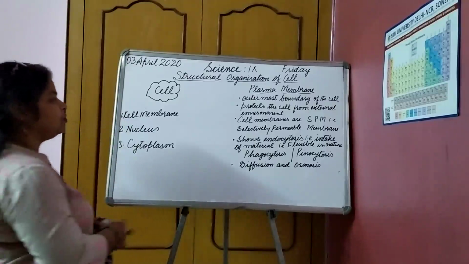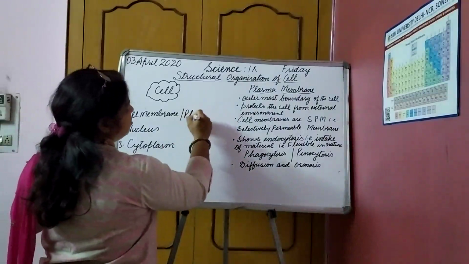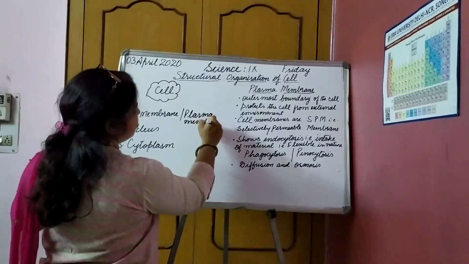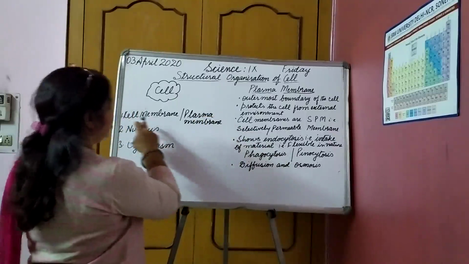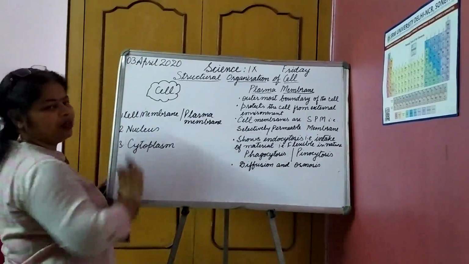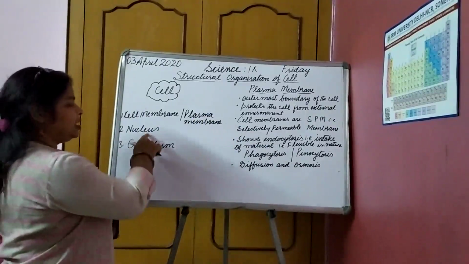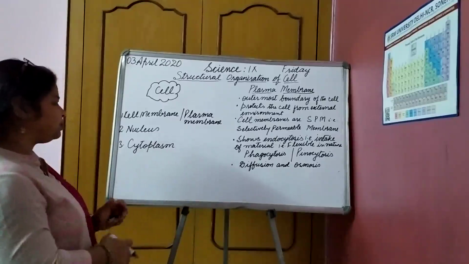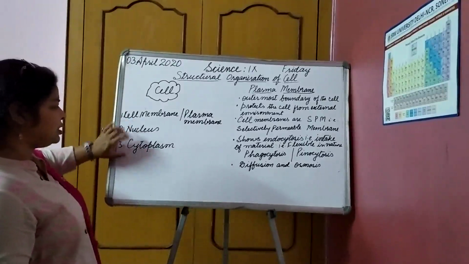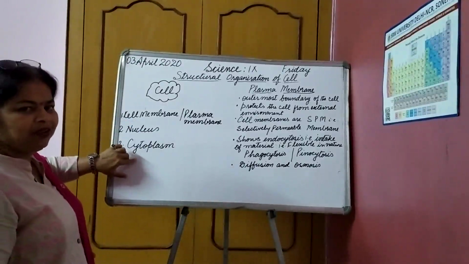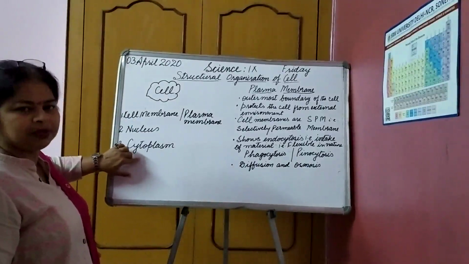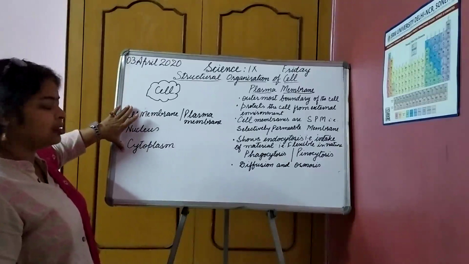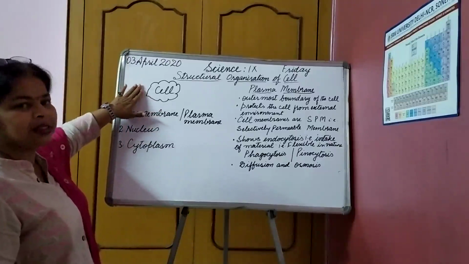Cell membrane, we also call it the plasma membrane. What do we call it? Plasma membrane. This is the other name. Either we say cell membrane or we say plasma membrane. Another is the nucleus. The third one is the cytoplasm. If we just talk about the nucleus and cytoplasm together, then we call it protoplasm. Altogether, this whole makes the cell.